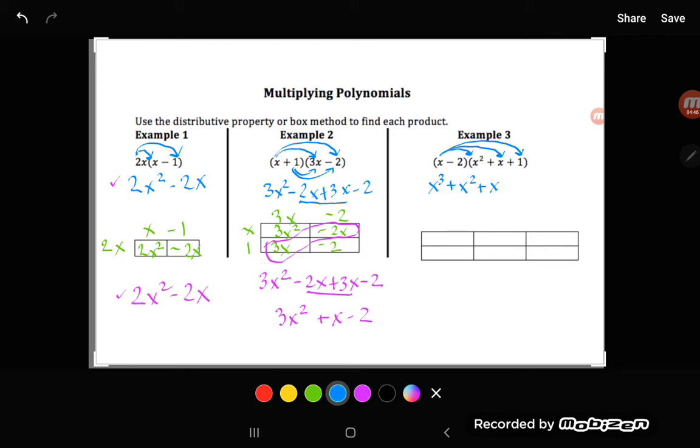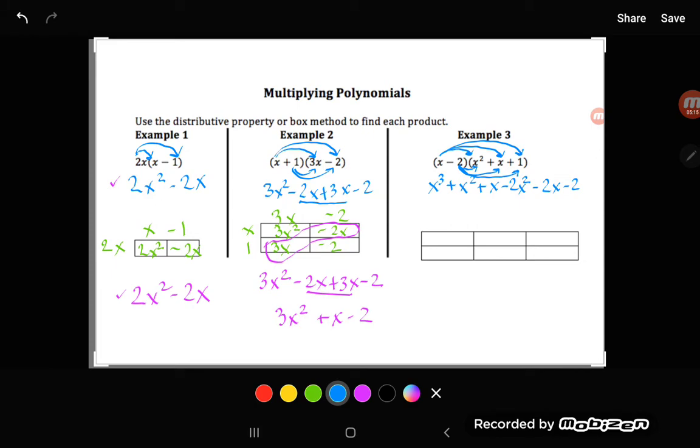Then I'm going to multiply the negative 2 with all the terms in the trinomial. So negative 2 times x squared is a negative 2x squared. Negative 2 times x is minus 2x. And negative 2 times a positive 1 is going to give me a negative 2.